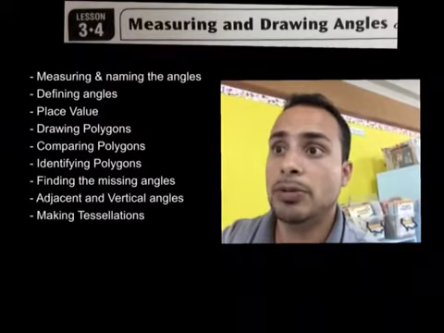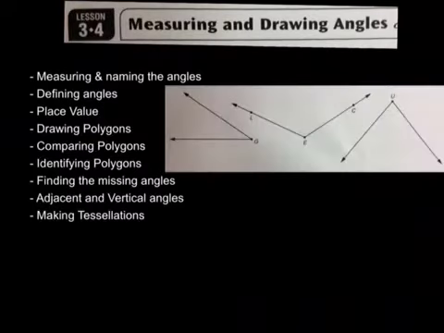Let's get started with measuring and naming angles. For measuring and naming angles, you might get a question such as this, with three different angles, and you will have to label them, or name them, and measure them. For example, G, we know that this is the angle we're trying to measure inside. And we also know that it is less than 90 degrees, because the 90 degree point would be straight up from there.